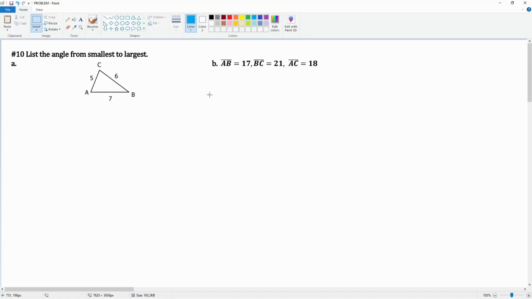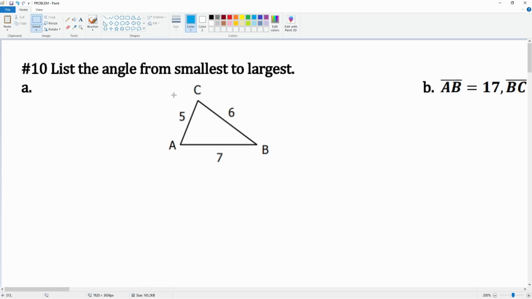This is section 4, number 10. You can list the angles from the smallest to the largest, right? And to get the angles, we are given the sides here. Please understand that there is a relationship between the angles and the opposite sides, all right? Okay, so let's group this by angles first.